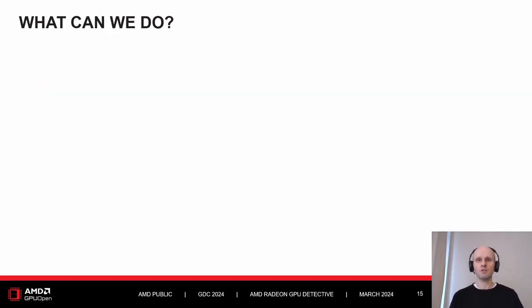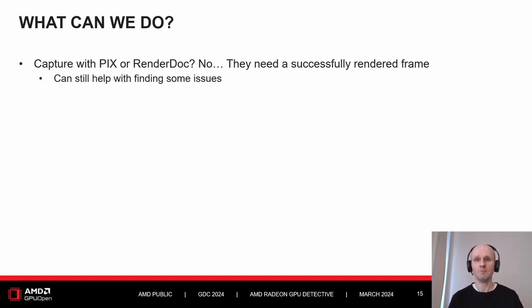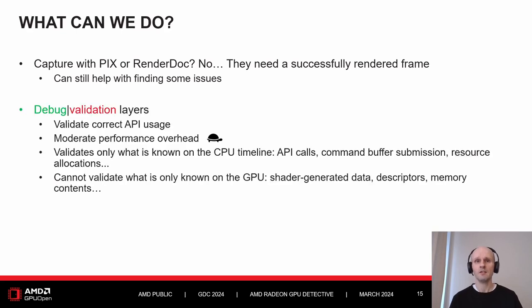What are the existing solutions for debugging GPU crashes? Can we make a capture with PIX or RenderDoc? Not exactly. Those tools provide great help in debugging various problems, but they need a successfully rendered frame to capture, and we usually don't know which frame exactly will crash. There are debug layers that we can enable in the API to validate the correct use of the graphics API, and they provide great help. They have moderate performance overhead, and we should all use them during development.